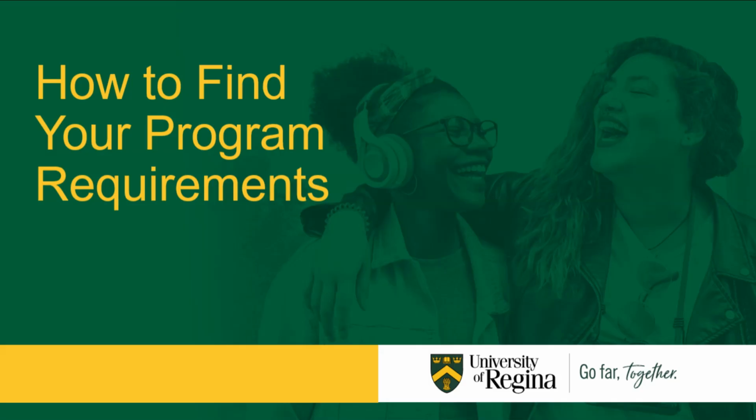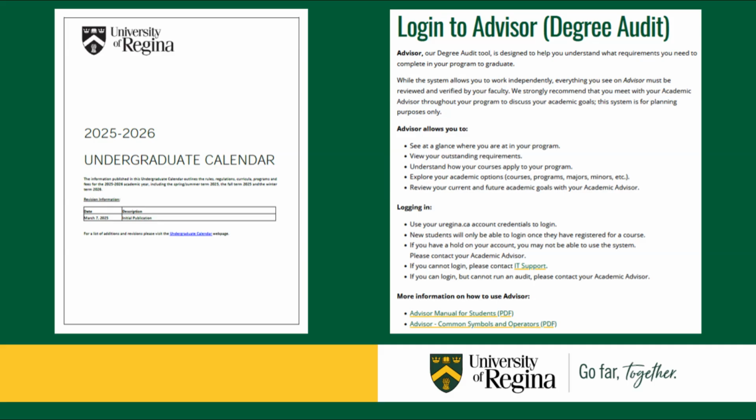In this video, we're going to review how to find and understand your program-specific course requirements using the undergraduate calendar and the degree audit software. There are two major tools we recommend using to find your program's requirements. The first tool is the undergraduate calendar.